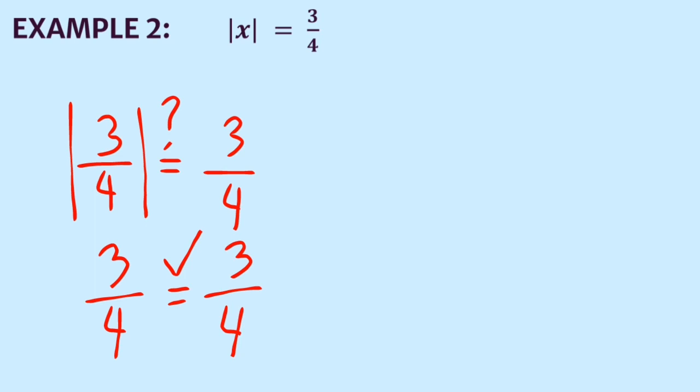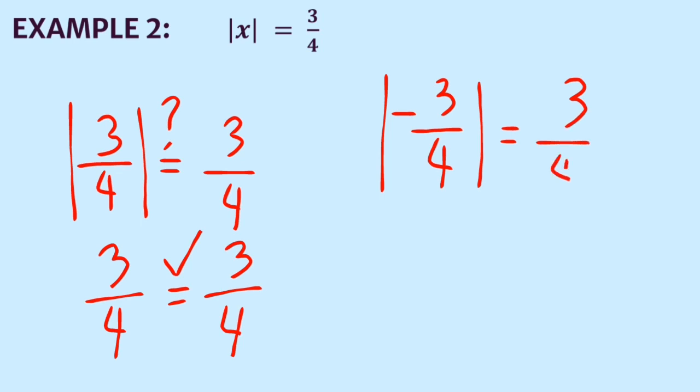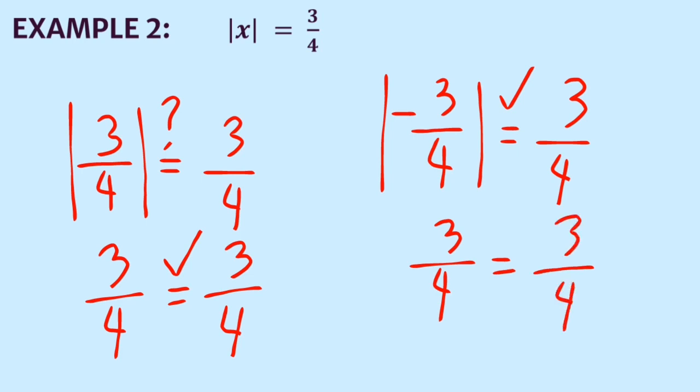Now, what if it's negative? Will it still satisfy our equation? Okay, let's check. Negative 3/4. Okay. So what is the absolute value for negative 3/4? It's still 3/4. Equal or not? It is equal.